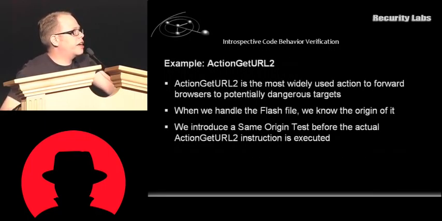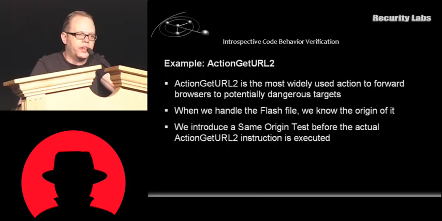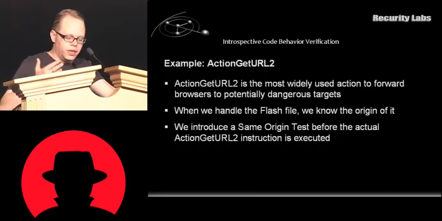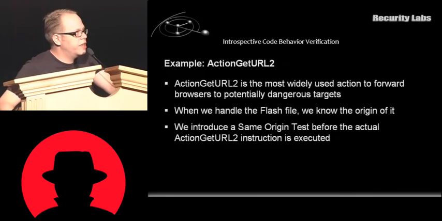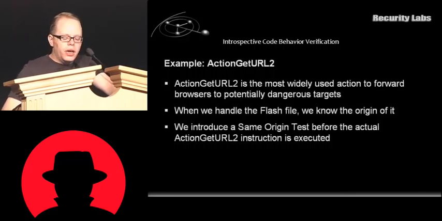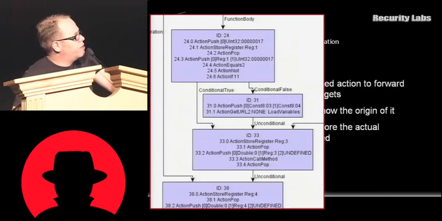Here's an example. Action GetURL2. That's again the second attempt to get the operation GetURL right. Is the most widely used function or bytecode to actually forward the browser to another URL. When we handle the Flash file, we know where it came from, so we can actually introduce a more strict same origin policy test than the Flash player will actually do. And this is how that looks like.